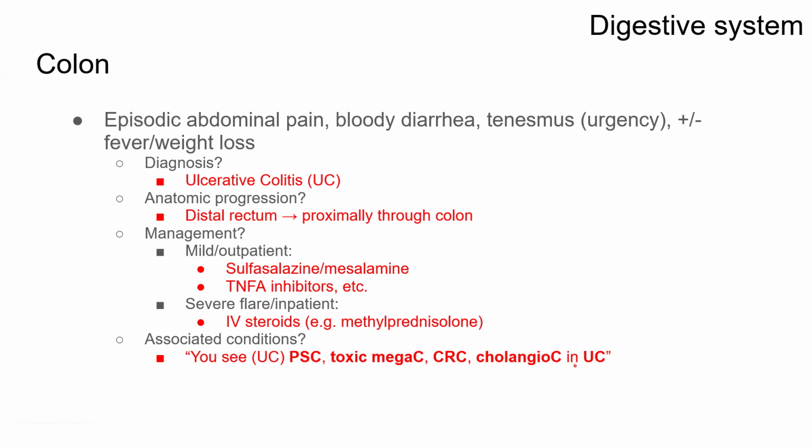So tons of C's. It sounds really weird, but it works because there's so many C's that it's easy to remember. I think the most important ones to remember are PSC, toxic megacolon, colorectal cancer, and cholangiocarcinoma plus minus, but I threw that in there because it's another C. One quick comment that I'll make on colorectal cancer in UC and in Crohn's as well. Crohn's has an increased risk of colorectal cancer only if it affects the colon. Obviously, if there's no inflammation in the colon, then it's not at an increased risk.